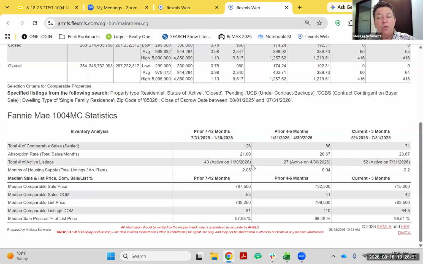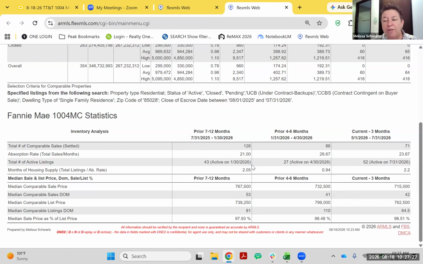But it's fine. I mean, some of those obviously do close in April anyway, but you can see though that 86 units in 3 months is much stronger than the 7 to 12 months, right? Because if you cut that in half, that would only be about 63, right? And even so, we're still doing better in this last 3 months, even though everybody said the market is running slow, right? Well, this particular area, right? This is not everywhere, but 85028 is still moving properties, right?